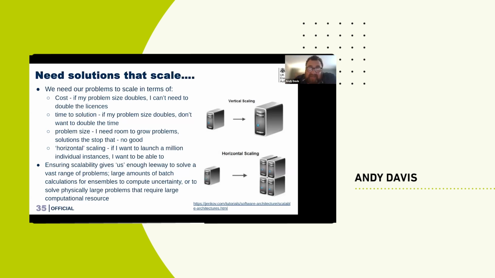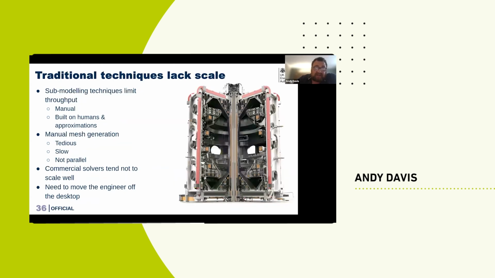And if we have that adaptable, scalable approach where we can scale both horizontally and vertically, then we can do a lot of interesting things. So a summary of where we are so far on this. Traditional approaches limit throughput, often because they're manual, built on approximations, and humans do it. Manual mesh generation is tedious and slow, it's not parallel. Commercial solvers don't scale well. And if we can get the engineer off the desktop onto solutions that do scale, then we can really do some good.